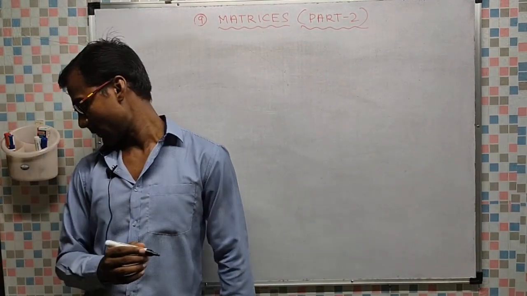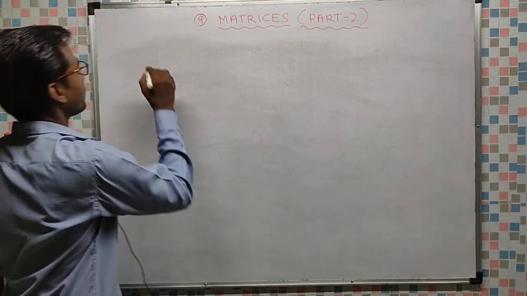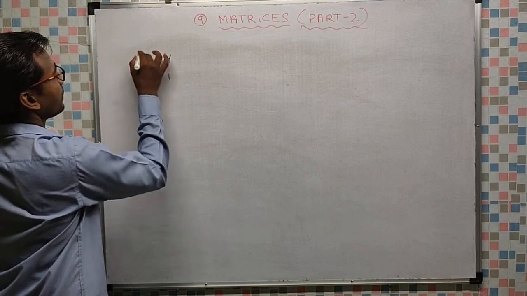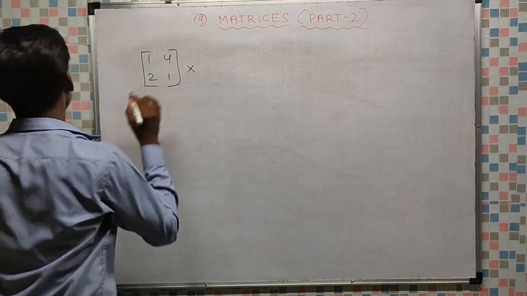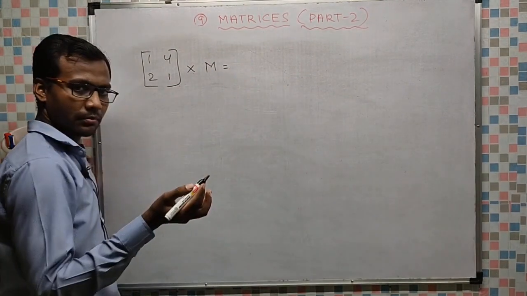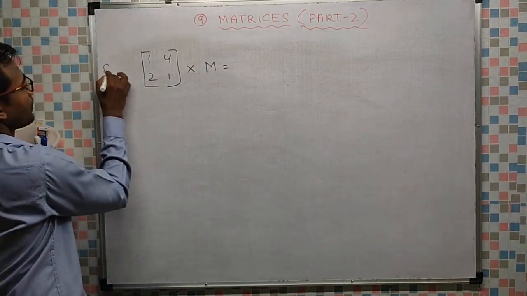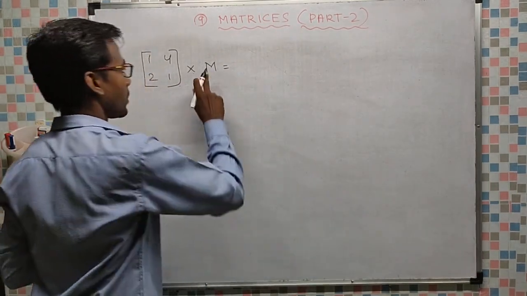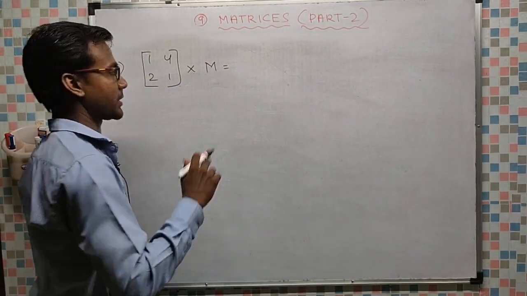An equation has been given. [1 4; 2 1] into M. There is a matrix M, unknown, we don't know. We have been asked to find the order of the matrix M and then the matrix itself.